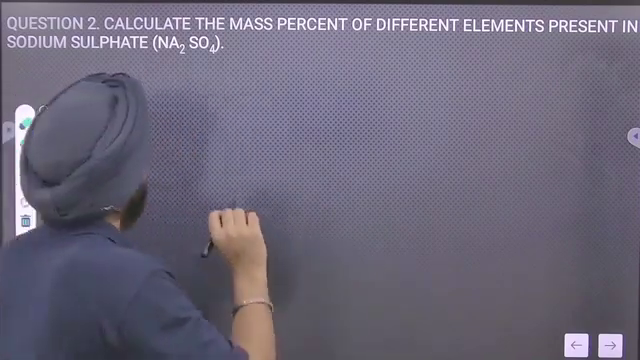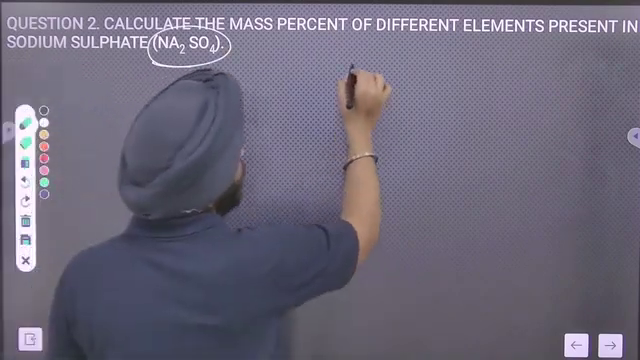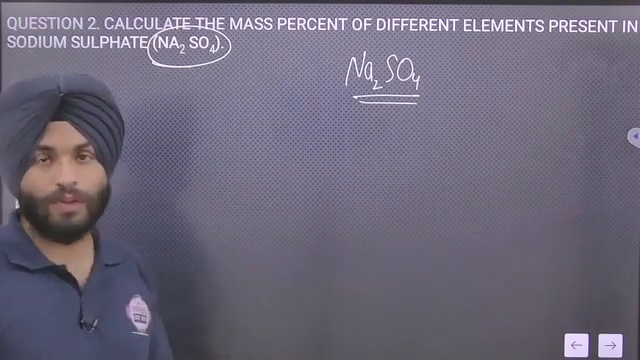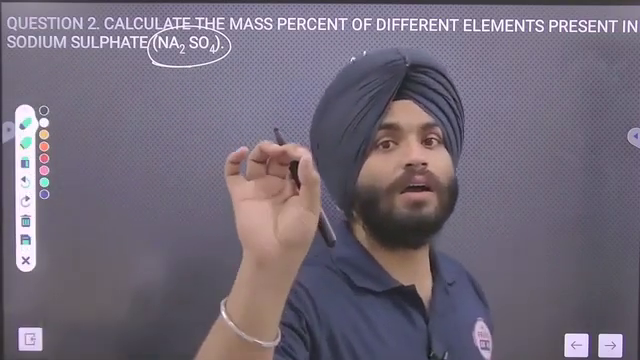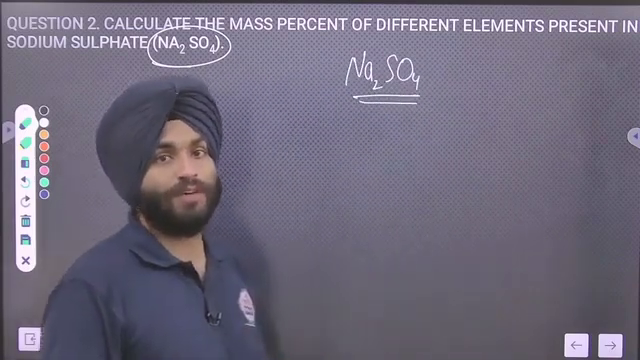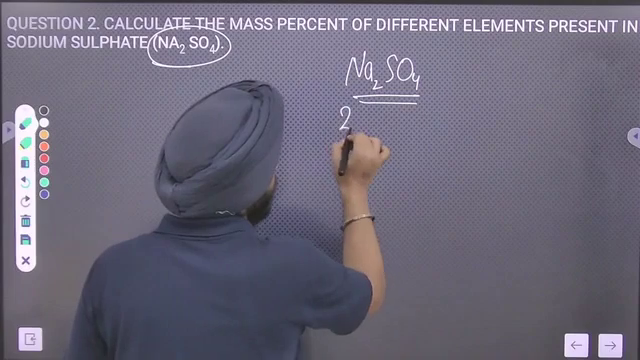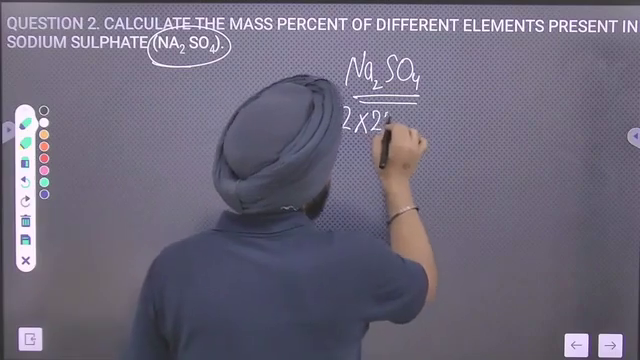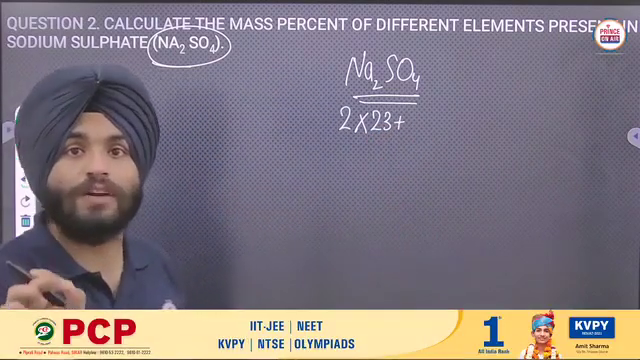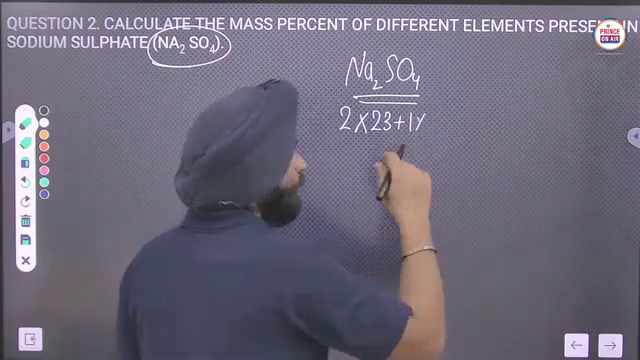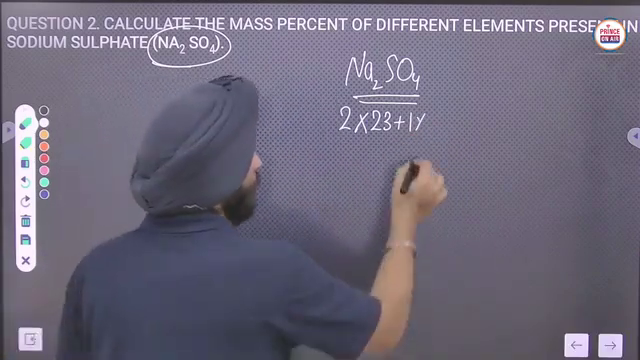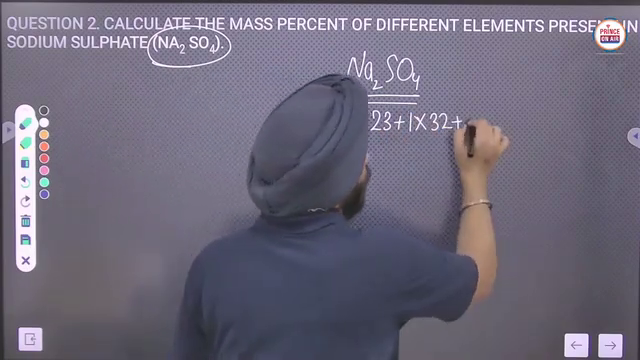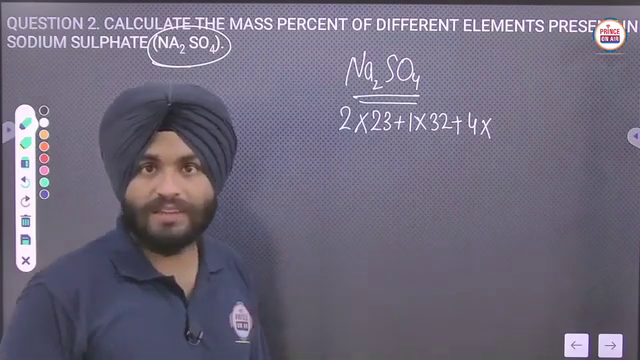See carefully. If you are having sodium sulfate, firstly you have to calculate the molecular mass of sodium sulfate. How can we calculate it? The number of sodium atoms is 2 into the atomic mass of sodium, 23, plus the number of sulfurs is 1 with atomic mass 32, plus the number of oxygens is 4 with atomic mass 16.